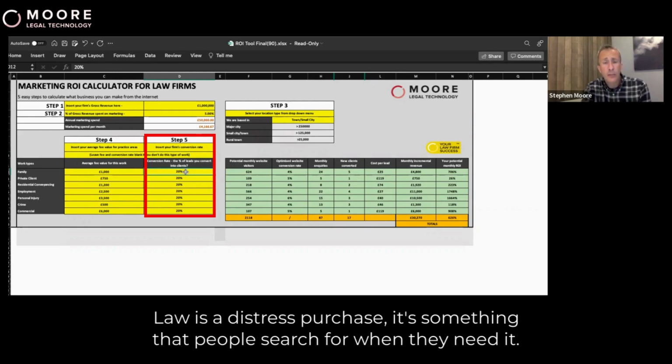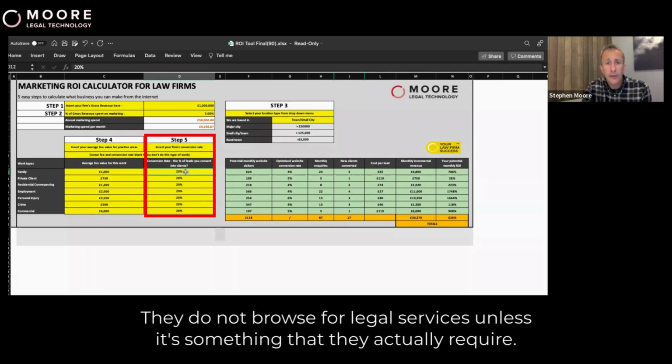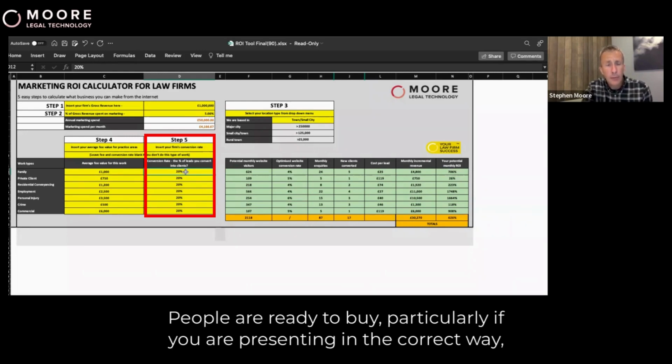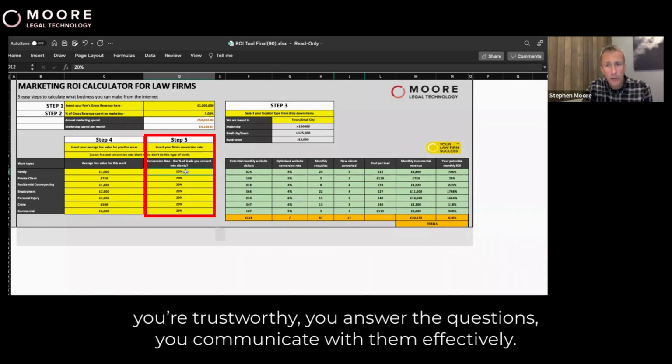Law is a distress purchase. It's something that people search for when they need it. They do not browse for legal services unless it is something that they actually require. People are ready to buy, particularly if you are presenting in the correct way. You're trustworthy, you answer the questions, you communicate with them effectively.